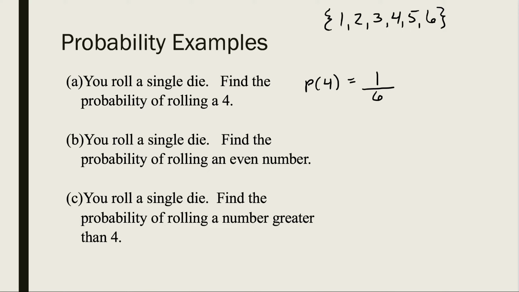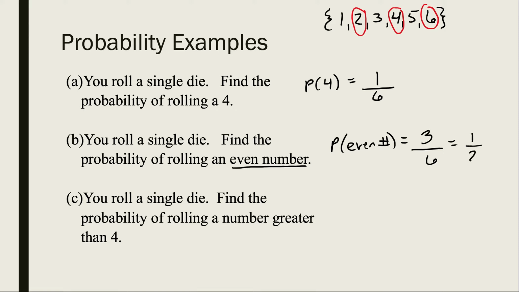For our second one, we want the probability of rolling an even number. So again, we're going to have 6 on the bottom because that's the number in the sample space. Now for the top, we want to know how many meet the criteria of being even. Well, we have the 2, the 4, and the 6. So how many are even? That would be 3. And 3 out of 6 is going to reduce to 1/2.